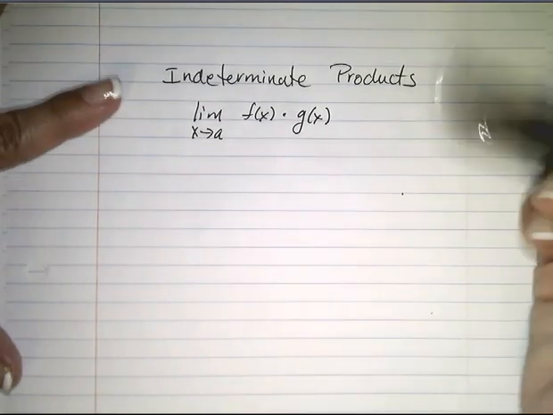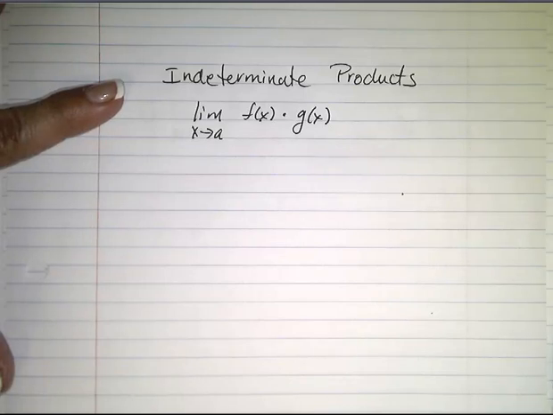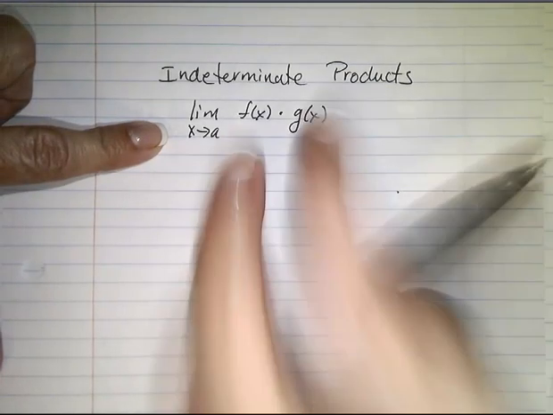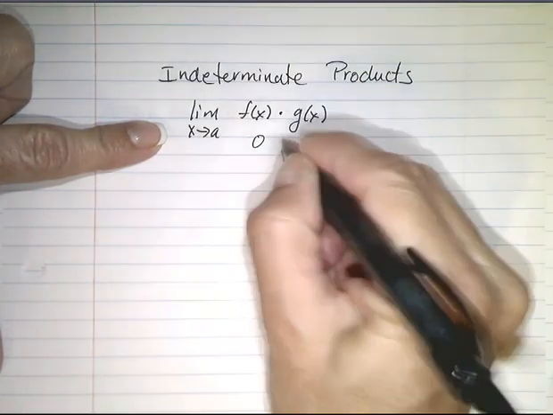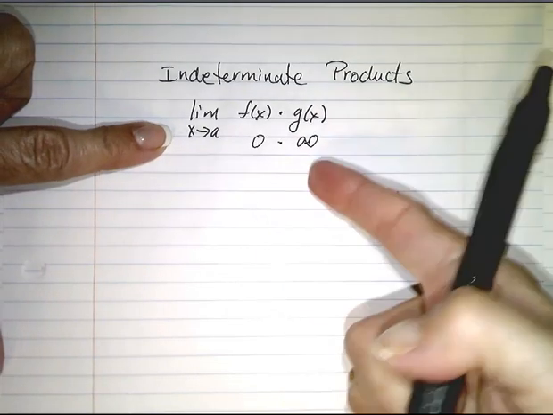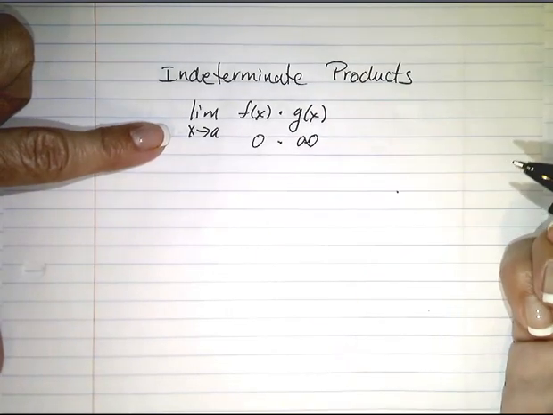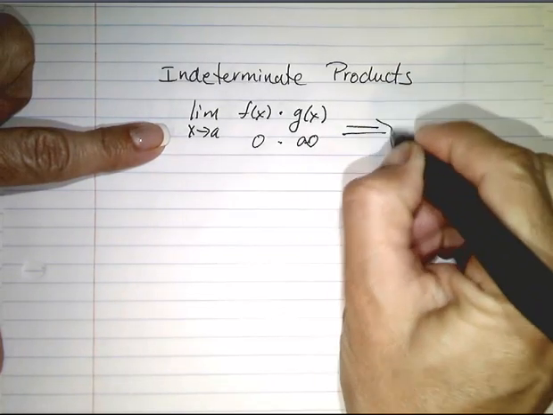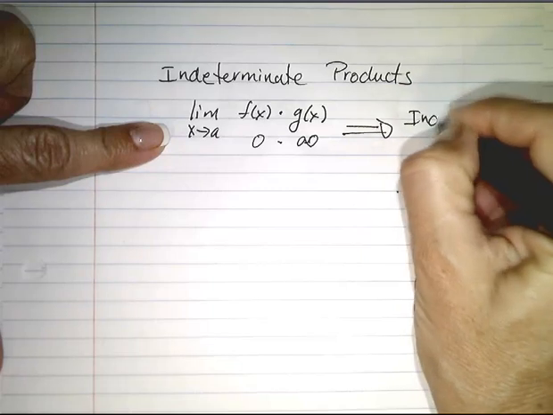All right, in this video we're going to look at indeterminate products. Those are ones where, when we look at the limit as x approaches a of the product of two functions, one of them goes to 0 and the other one goes to infinity. When you have this situation, that's called an indeterminate product, and you need to do something in order to get an indeterminate quotient.